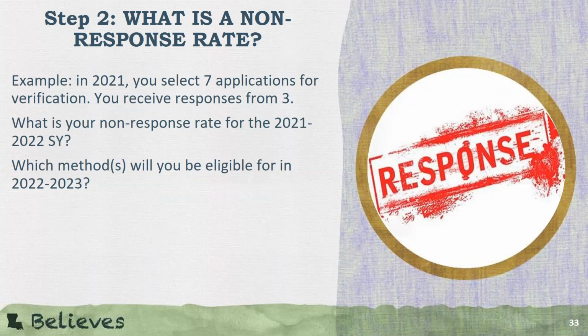Now let's look at an example of calculating a non-response rate. In 2021, you select 7 applications for verification. You receive responses from 3. What is your non-response rate for the 2021-2022 school year? Which method or methods will you be eligible for in 2022 and 2023?